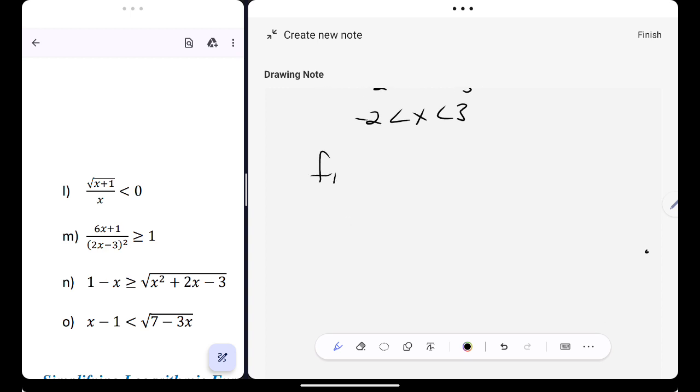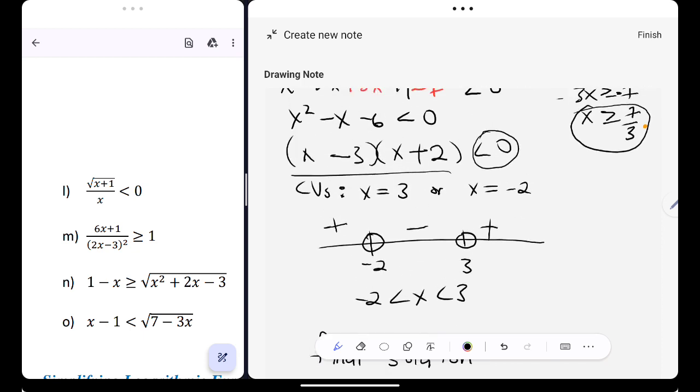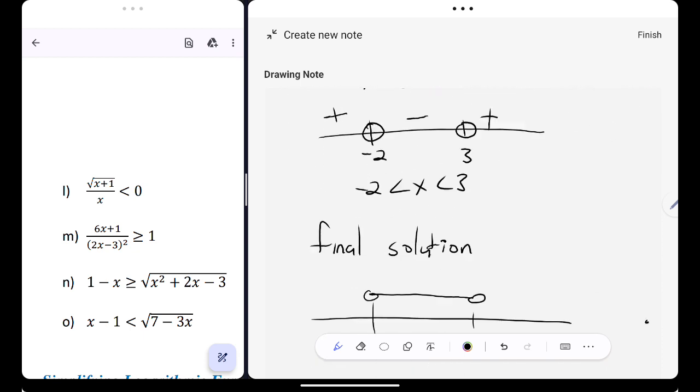That means I must find the final solution that will accommodate my restriction. The final solution, I have negative 2 and 3. How do I represent this on the number line? Like this. And then my restriction said x is greater than 7 over 3.